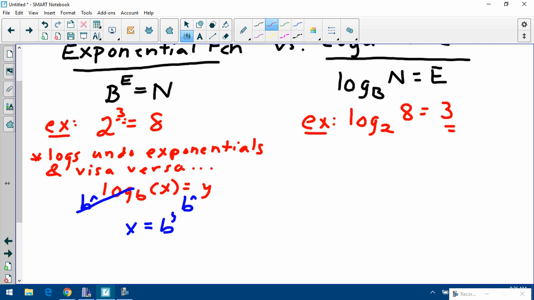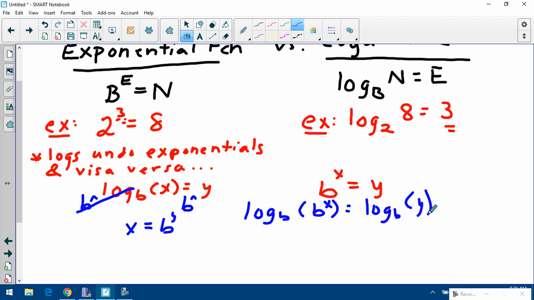If I started with b to the x equals y, if I wanted to get rid of that base of b, I could take the log base b of both sides. So log base b of b to the x equals log base b of y. Again, when the base of the log is the same as the base of the exponent, they cancel, and I have x equals log base b of y. So that's really how you want to think of logs, as an operation that undoes exponentials.